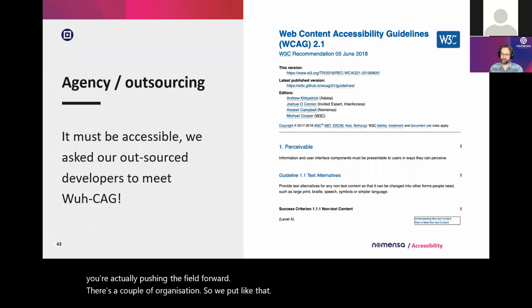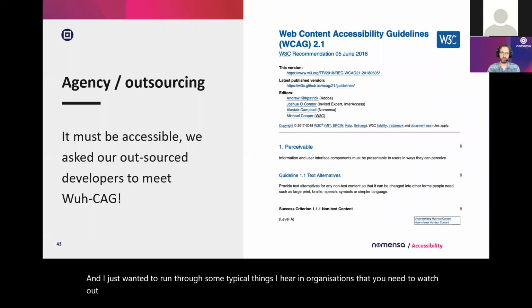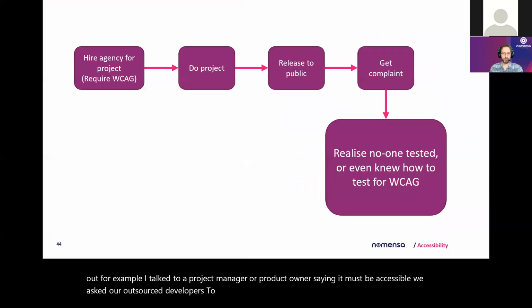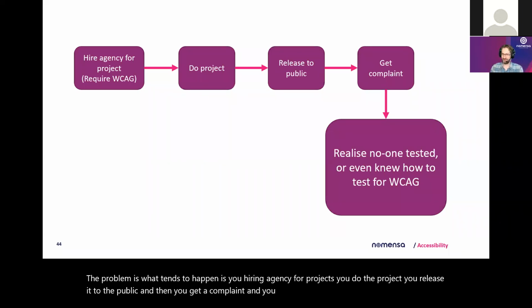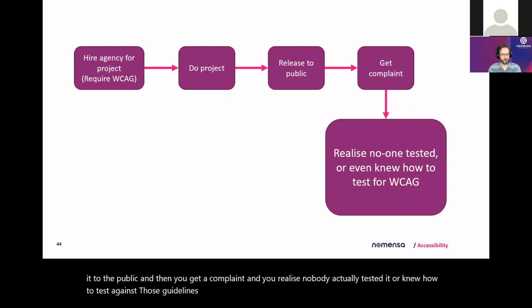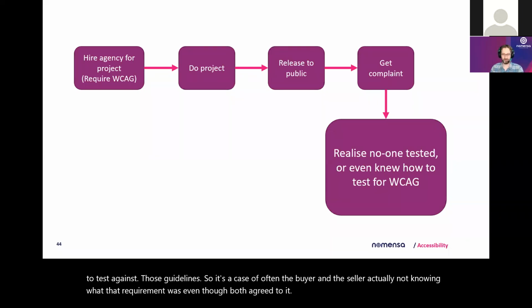I just wanted to run through some typical things I hear in organizations that you need to watch out for. For example, I talk to a project manager or product owner saying, oh, it must be accessible, we asked our outsourced developers to meet WCAG. The problem is, what tends to happen is you hire an agency for a project, you do the project, you release it to the public, and then you get a complaint, and you realize nobody actually tested it or knew how to test against those guidelines. So often the buyer and the seller don't actually know what that requirement was, even though both agreed to it. And that gets contractually quite difficult.